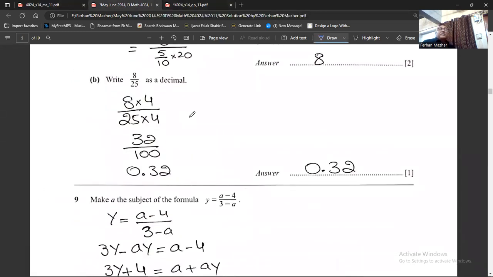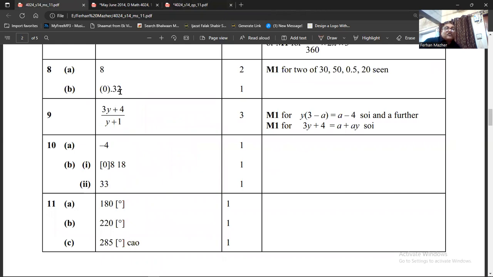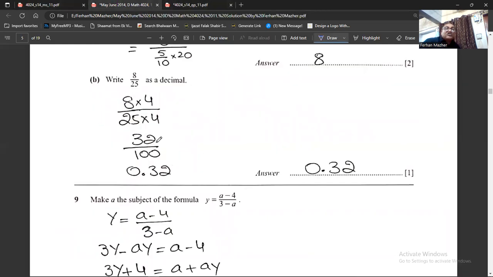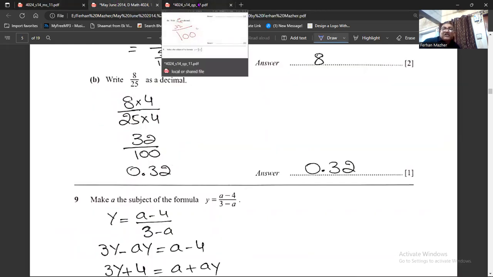Here the solution is showing up. 8 multiply 4 divided by 25 multiply 4 is 32 by 100. So move the decimal 2 steps to the left, so it will be 0.32. 0.32 is the right answer. This is the solution. You can pause the video.